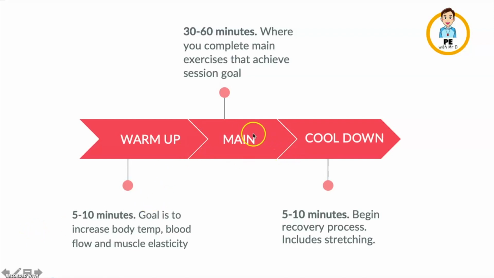The main session, which can go anywhere from 30 to 60 minutes, is where you complete your main exercises. This could be a sports session, this could be a workout, this could be a run. And the final step, which is often forgotten, is the cool down. Again, we can go for about 5 or 10 minutes, and the whole idea of this is to begin the recovery process. This can include low intensity cardiovascular work, around 40% of max heart rate, and some static stretching, as well as things like protein, compression gear, and cold water.